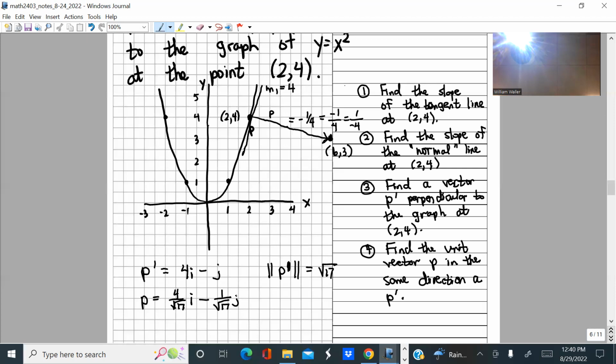So that seems like a very obscure exercise to do. But again, in calculus 3, these so-called normal vectors, these perpendicular vectors, are going to be very useful to us.